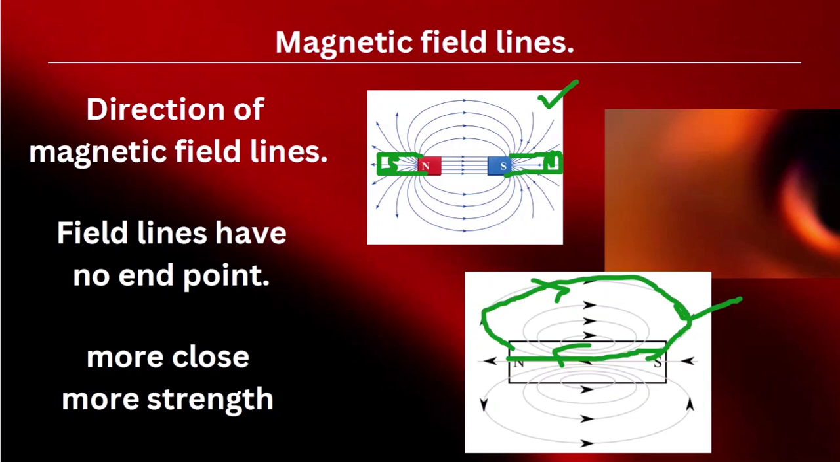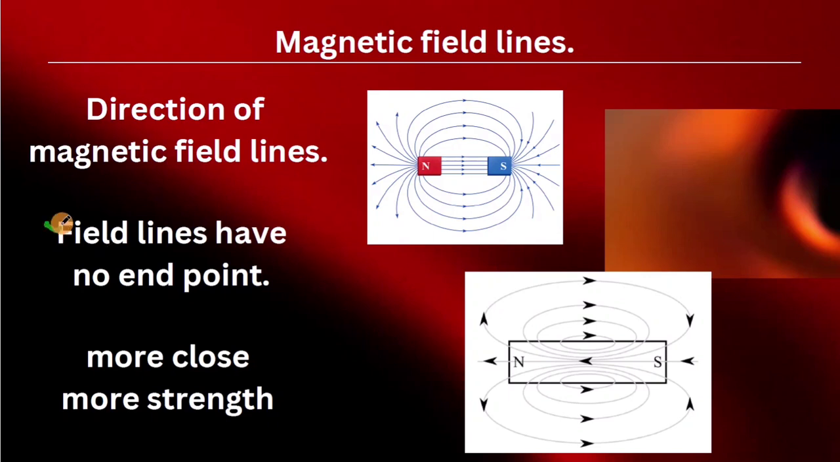Now these field lines have no endpoints. The field lines are closed. This has a physical significance we will read later in Gauss law of magnetic induction, where we will read that magnetic monopole does not exist. There is some implication here. So field lines have no endpoints. These imply the magnetic monopole does not exist.